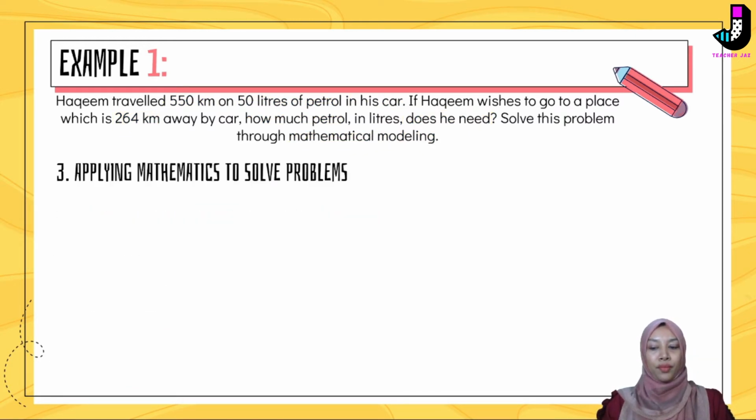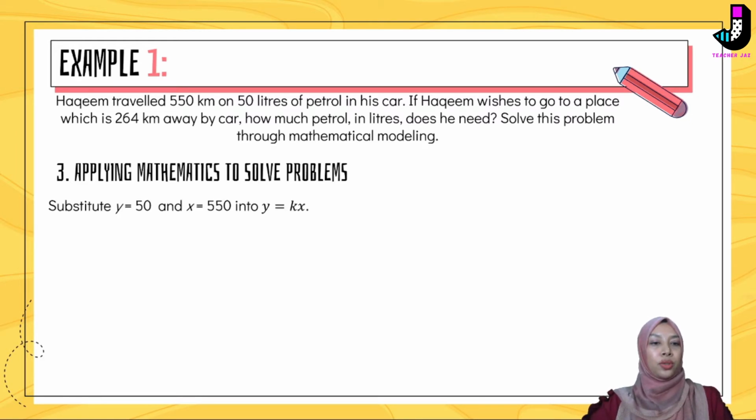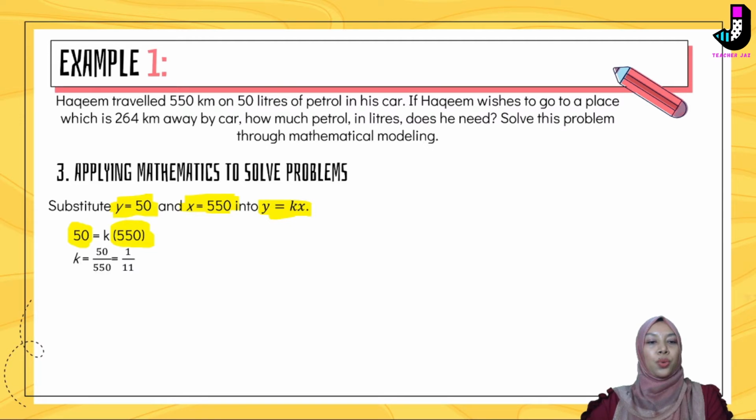Then, after you know the formula that you're going to use, you're going to apply the mathematics to solve the problem. Here you're going to substitute Y equals 50 and X equals 550 into Y equals kX. So it'll be like this: Y is 50, X is 550, then k will be equal to 50 divided by 550. So the k you will get is 1 over 11. Means the equation here is Y equals 1 over 11 X.